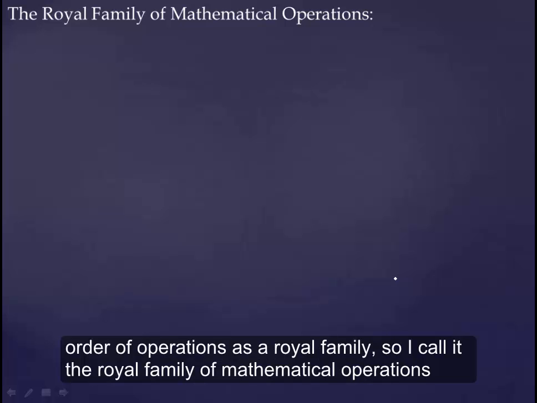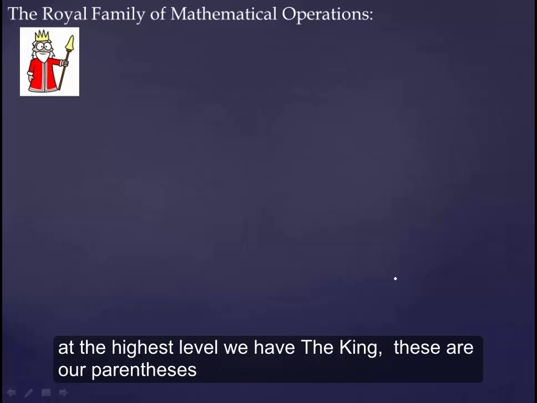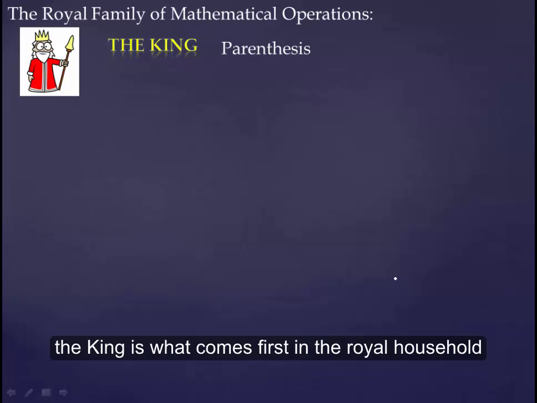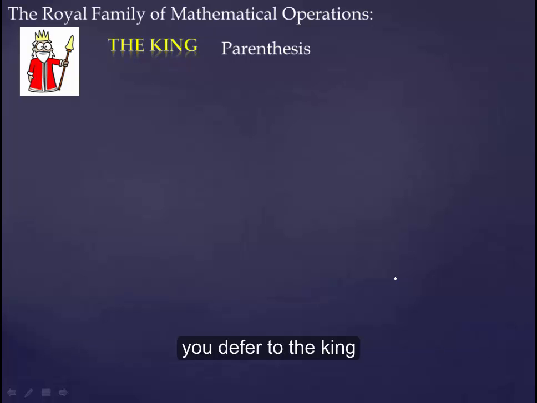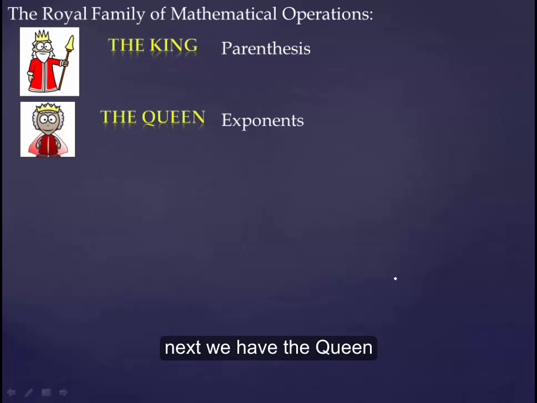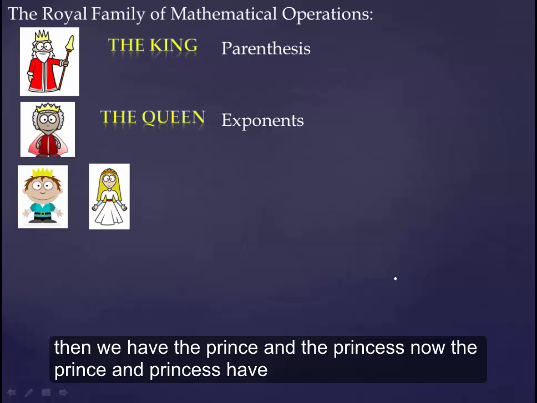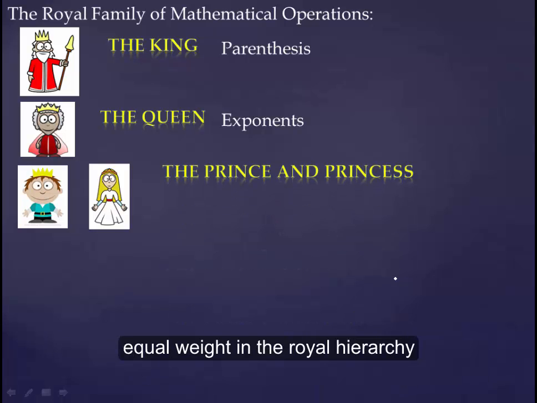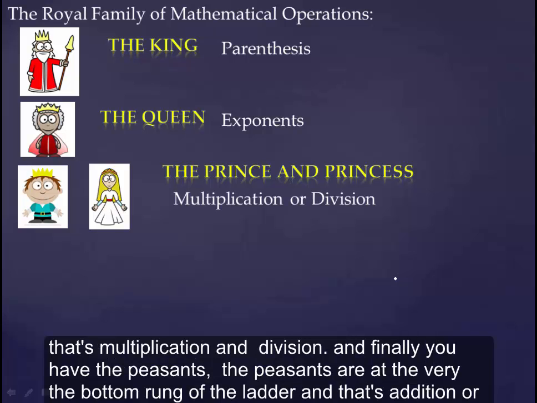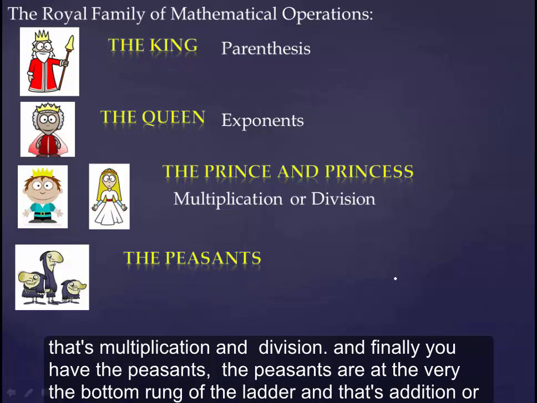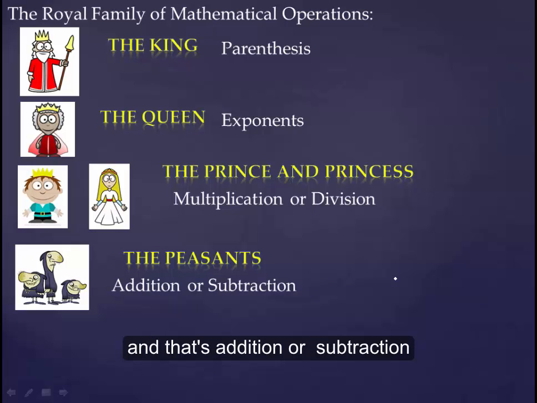order of operations as a royal family. So I call it the royal family of mathematical operations. At the highest level, we have the king. These are our parentheses. The king is what comes first in the royal household. You defer to the king. Next, we have the queen. The queen is our exponents. Then we have the prince and the princess. Now, the prince and the princess have equal weight in the royal hierarchy. That's multiplication or division. And finally, you have the peasants. The peasants are at the very bottom rung of the ladder, and that's addition or subtraction.